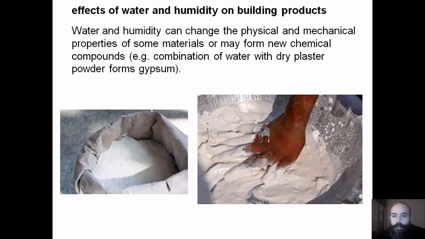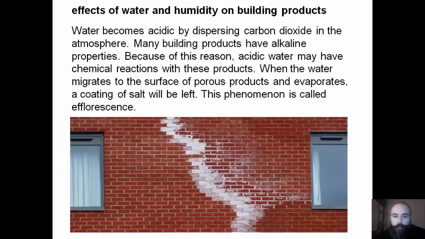Water and humidity can change the physical and mechanical properties of some materials or may form new chemical compounds. Water becomes acidic by dissolving carbon dioxide in the atmosphere. Many building products have alkaline properties. Because of this, acidic water may have chemical reactions with these products. When the water migrates to the surface of porous products and evaporates, a coating of salt is left. This phenomenon is called efflorescence.